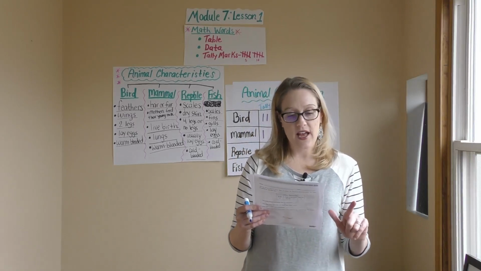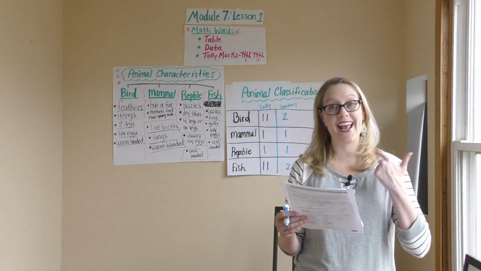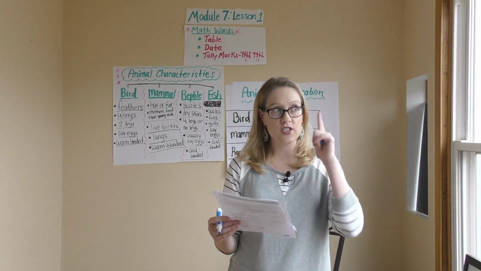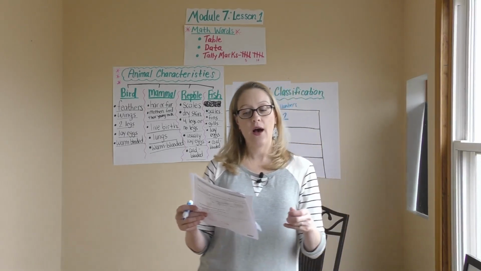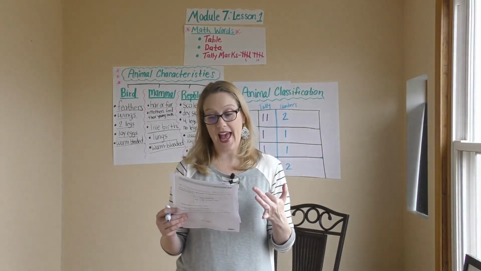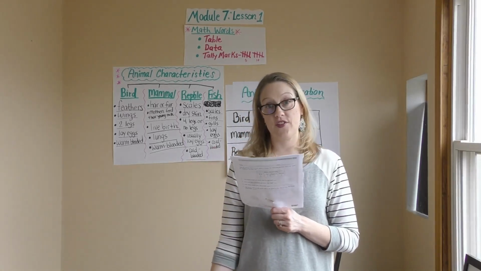So letter A says, how many animals have habitats on grasslands and wetlands? When we see the word and, that should tell our brain, I need to add. Okay, so we're going to add how many animals are in the grasslands and the wetlands together. So we're going to add 14 plus 5 for letter A.